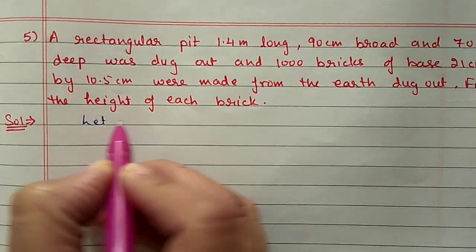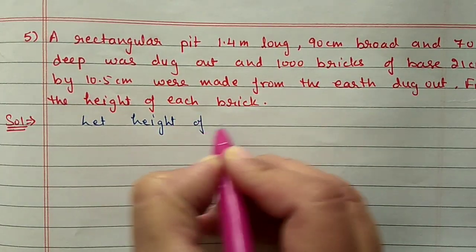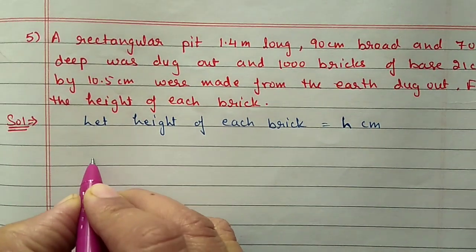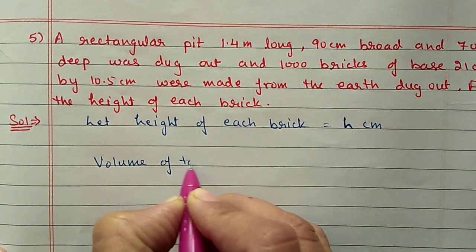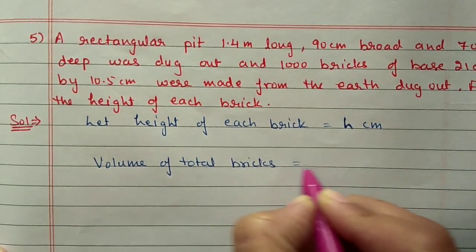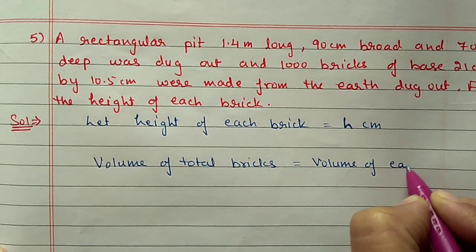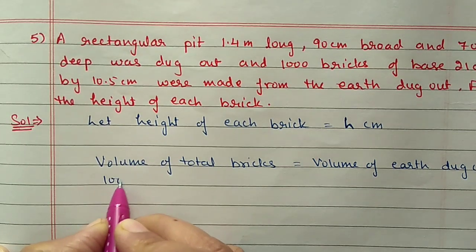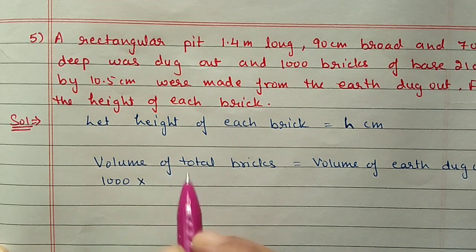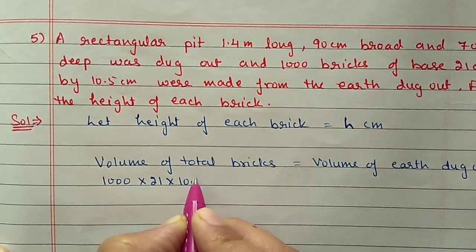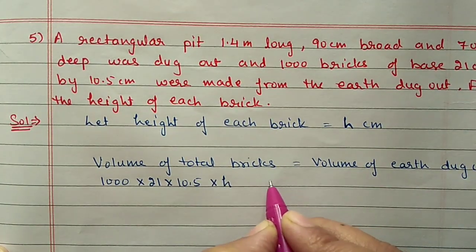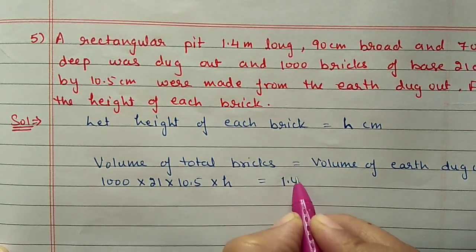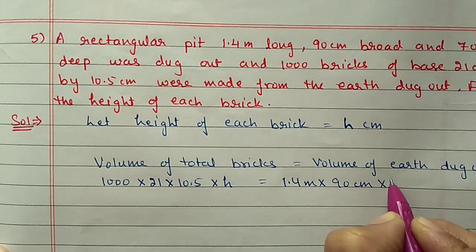So we will take, let height of each brick be h centimeter. So volume of total bricks is equal to volume of earth dug out, because the same earth only we are converting into the bricks, so the volume will be the same. Total we have 1000 bricks here and each brick volume will be length into breadth into height. Length is given 21 centimeter, breadth is given 10.5 and height we have taken as h. And volume of earth dug out is in the shape of this rectangular pit. So 1.4 into 90 into 70, 1.4 meter into 90 centimeter into 70 centimeter.